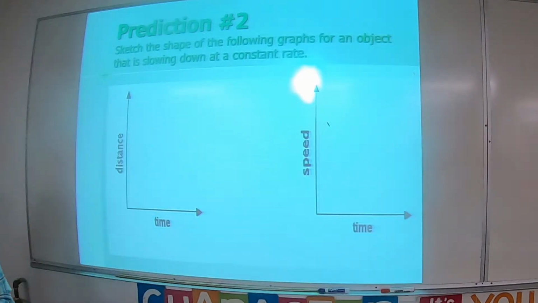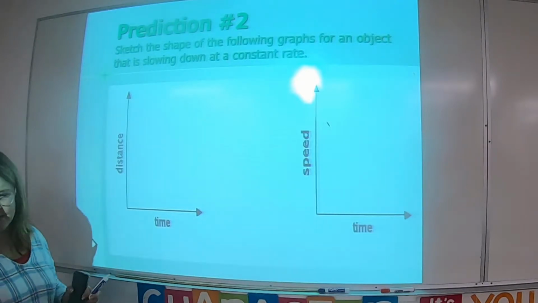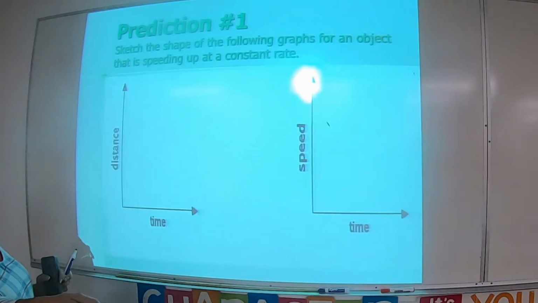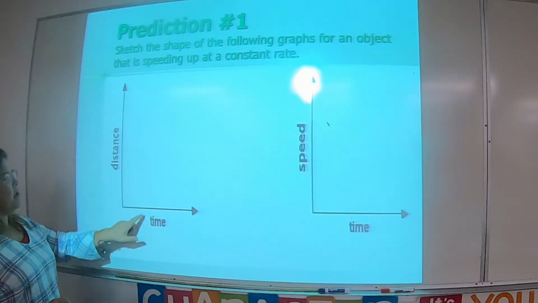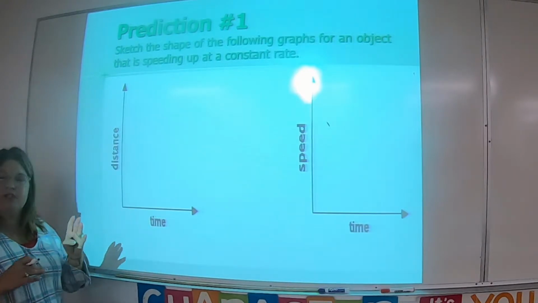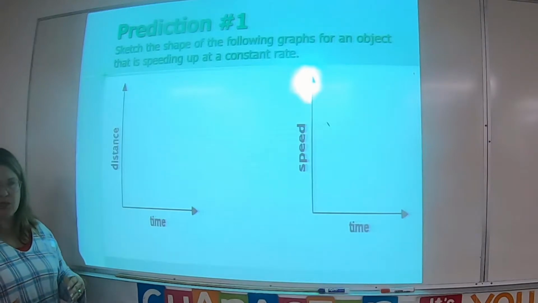Object that is slowing down at a constant rate. Didn't we just do that one? Yeah, it's one back. Oh, speeding up at a constant rate. Okay, so we want to speed up at a constant rate. So we can do two different ones. It can be going away from home or towards home.